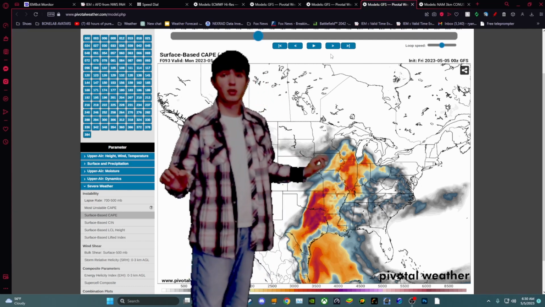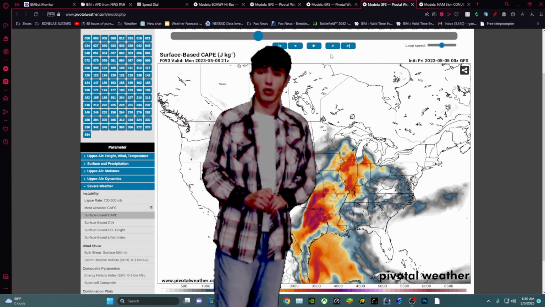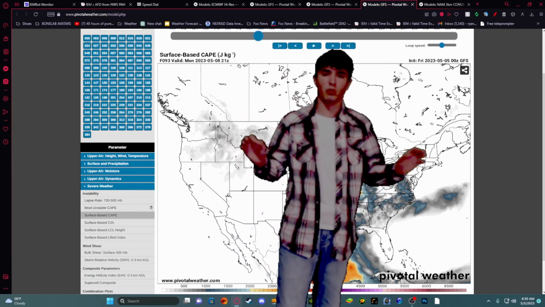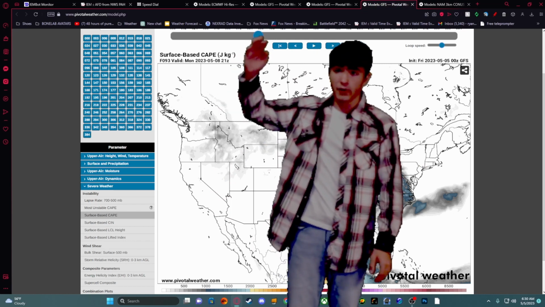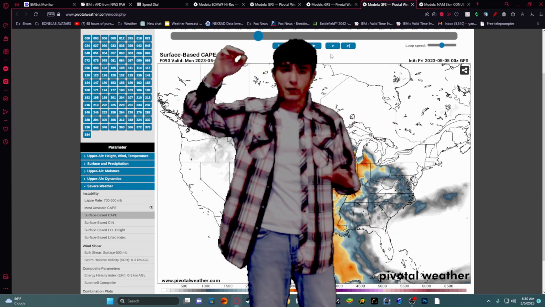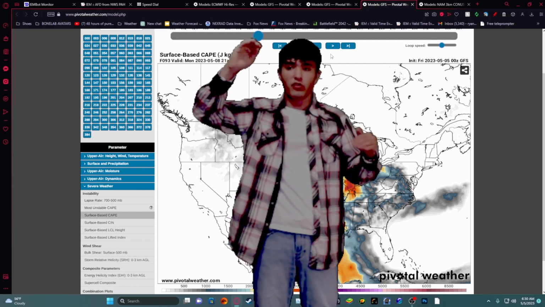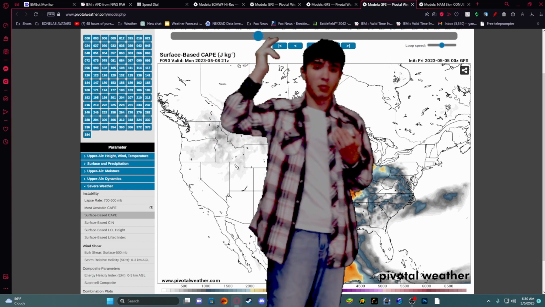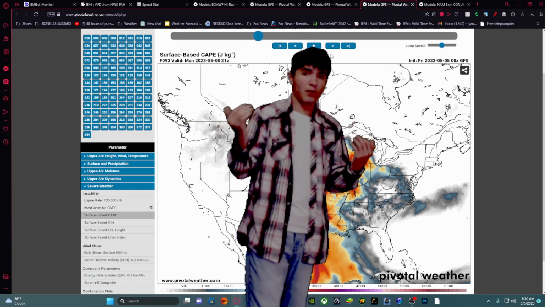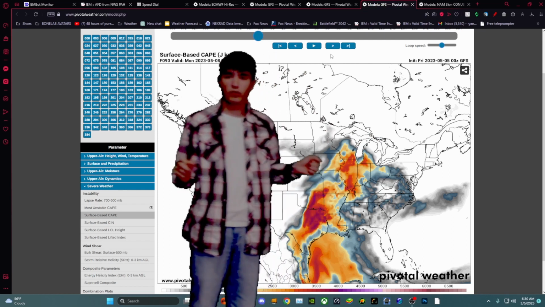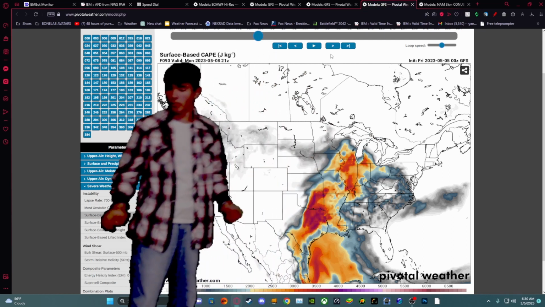Wind shear is also another component for tornadoes. Wind shear is the direction of the wind that is 5,000 feet above your head. So the wind at 100 feet could be moving south, and the wind at 5,000 feet above your head could be moving west. That is what creates spin in the atmosphere. That's what creates spin, and that's how tornadoes form.